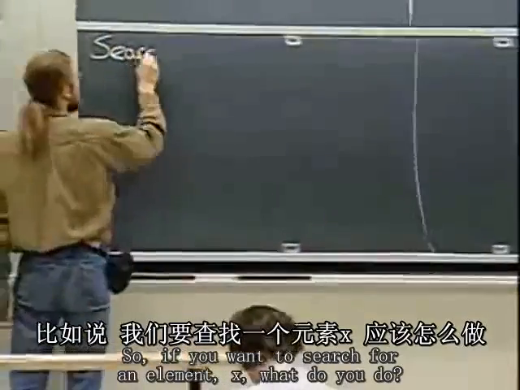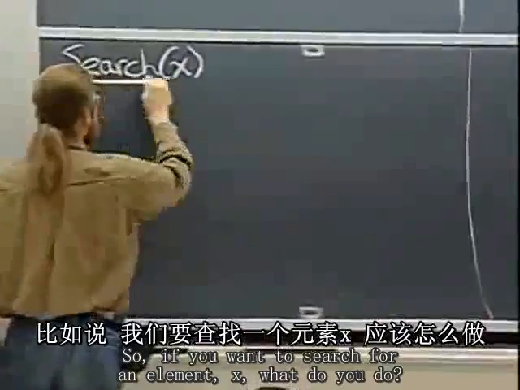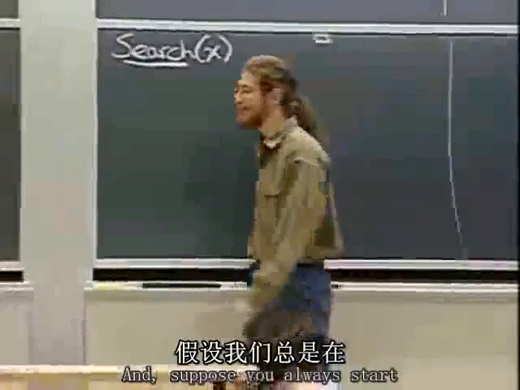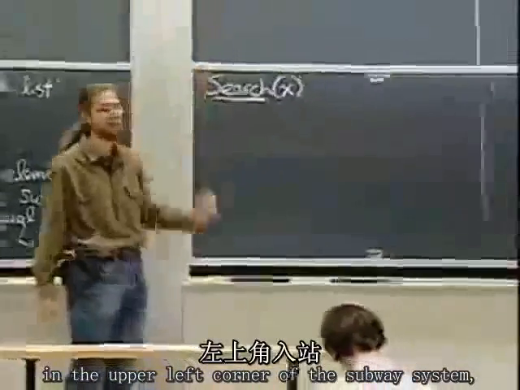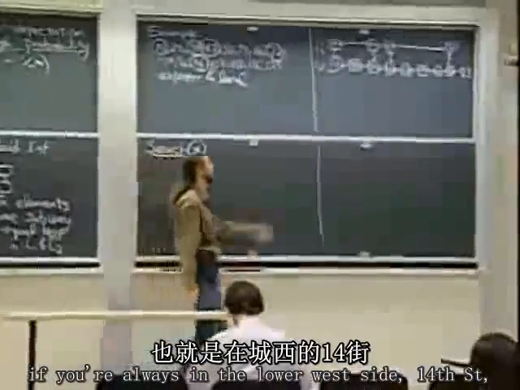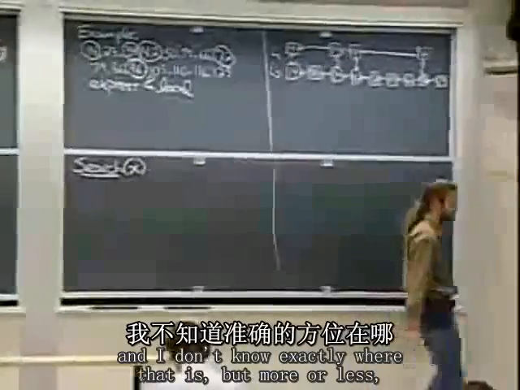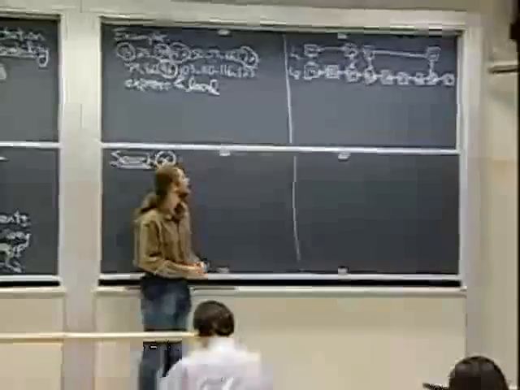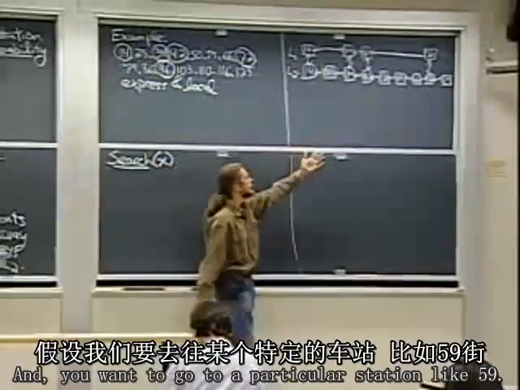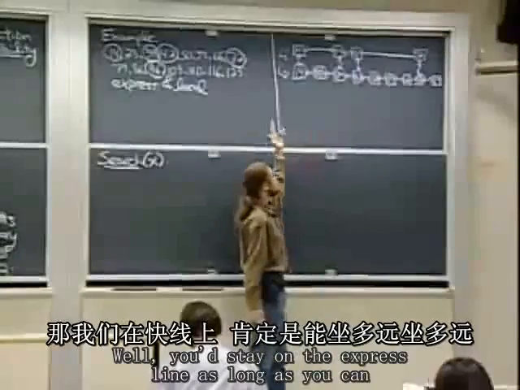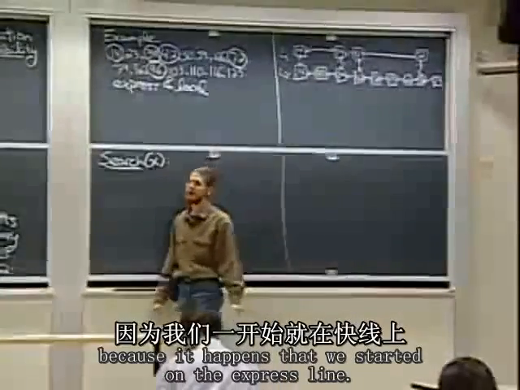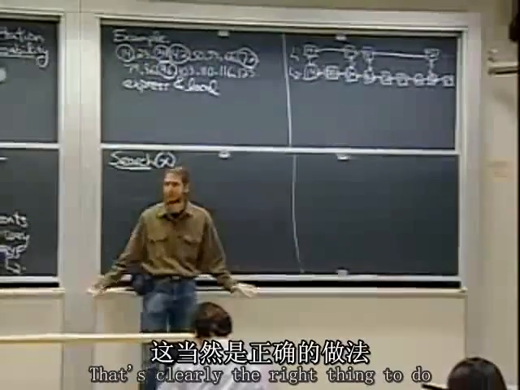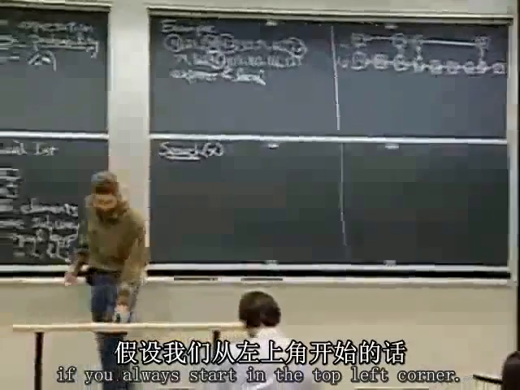So if you want to search for an element X, what do you do? Well, this is the subway algorithm. Suppose you always start in the upper left corner of the subway system. So you're always in the lower west side, 14th Street, or I don't know exactly where that is, but more or less, somewhere down the bottom of Manhattan. And you want to go to a particular station like 59, well, you stay on the express line as long as you can, because it happens that we started on the express line. And then you go down, and then you take the local line the rest of the way. That's clearly the right thing to do if you always start in the top left corner.